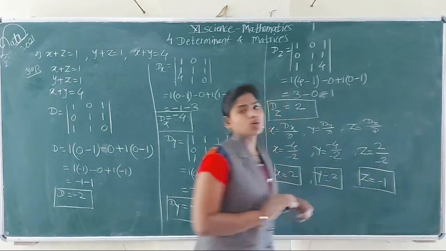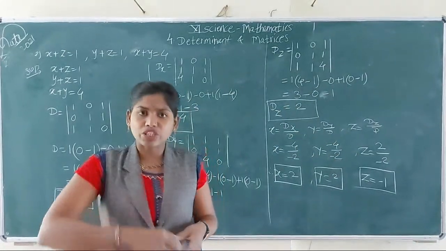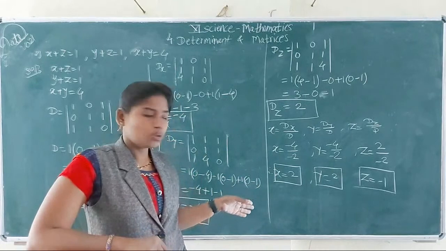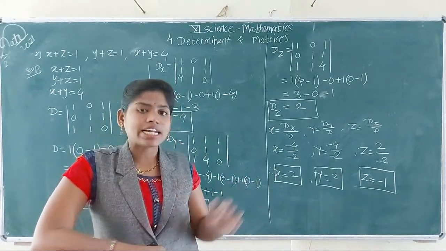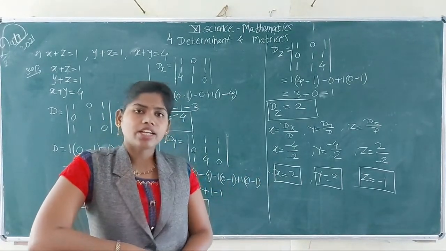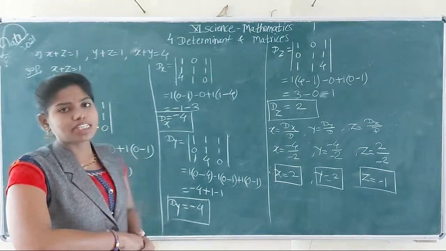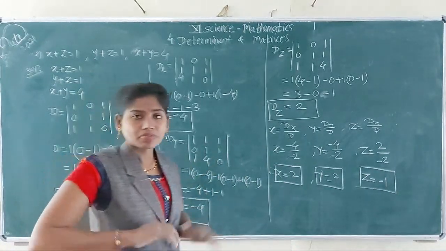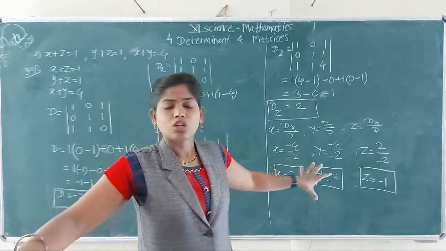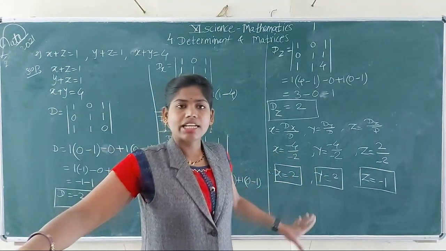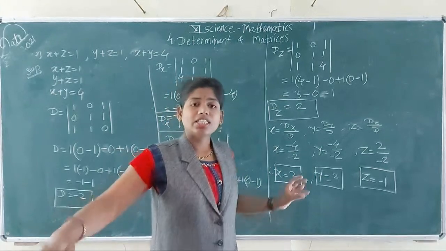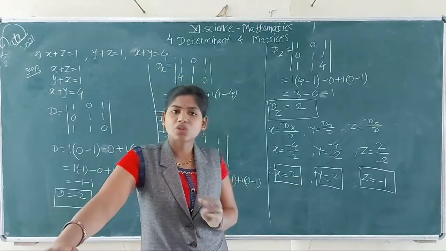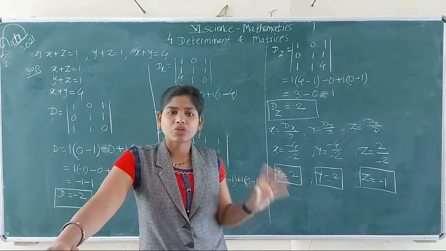So the required solutions of these linear equations are x is equals to 2, y is equals to 2 and z is equals to minus 1. This is the solution of these equations. Okay? Here are the Cramer's examples. Whatever value you find out in the examples, you write down in the last line: this is the required solution of the given linear equations.